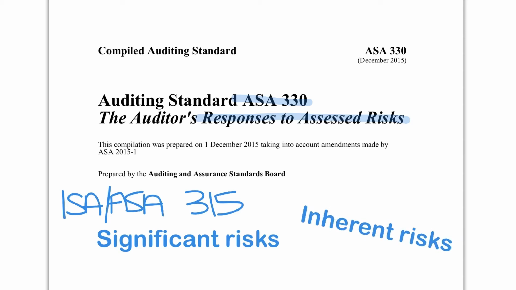We take a risk-based approach to the audit. So where there is greater risk, I'm going to spend more time. ASA330 says that we need to consider what our responses are to these assessed risks. We can't just have the risks and then not do anything about them. We need to customize our audit appropriately. And that's the key. Customize or adapt or adjust our audit.